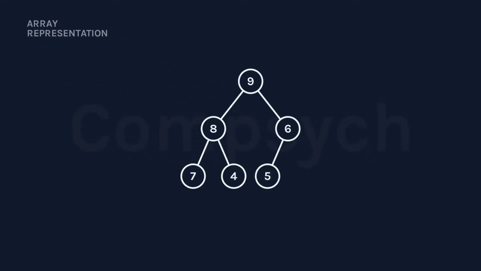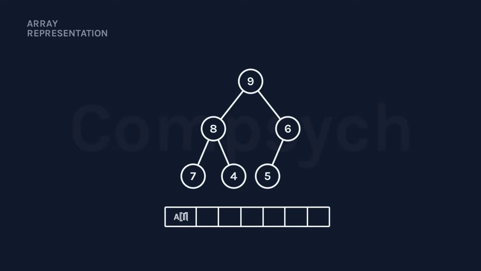Here is a max heap, and if we flatten this heap from left to right, top to bottom, we'll get an array A: 9, 8, 6, 7, 4, 5. Or we can write the array index above each node. The array represents a heap, so that we don't have to draw the heap every time.